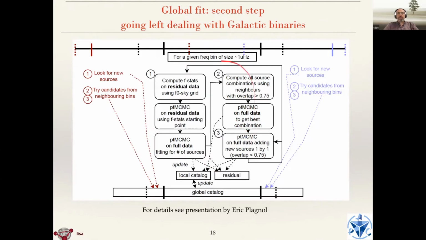Moreover, we need to terminate this loop somewhere, and at each point when we add an extra signal, we run model selection. Let's say our previous model had n signals, and we have another candidate coming up. We make model selection between n signals and n+1 signals based on the Bayes factor. If the data supports it, the n+1 signal is added. If not, we terminate this loop at n signals and say that's what we have found. For details, I invite you to see the pre-recorded talk by Eric Plagnol.